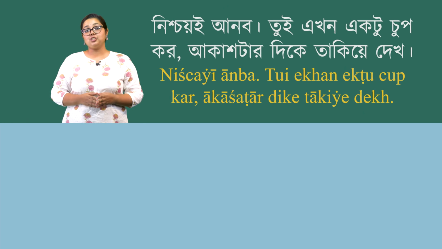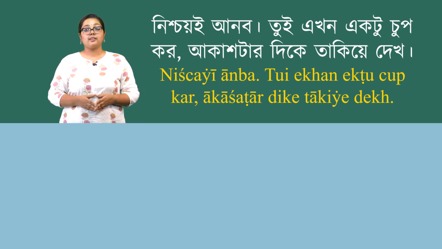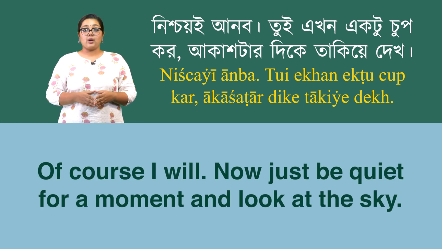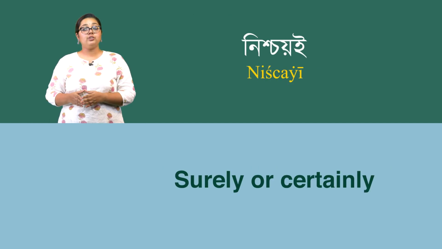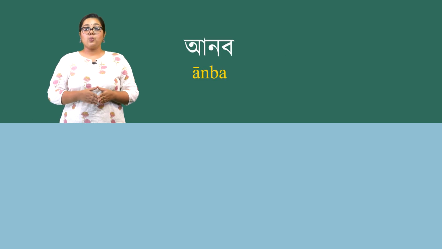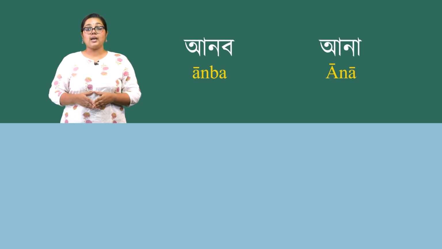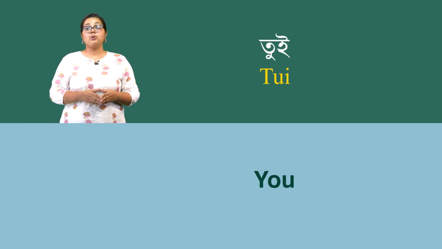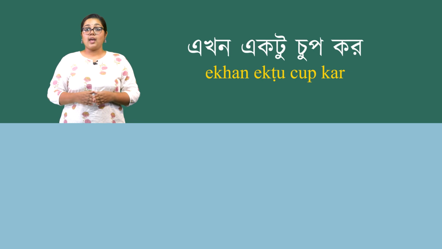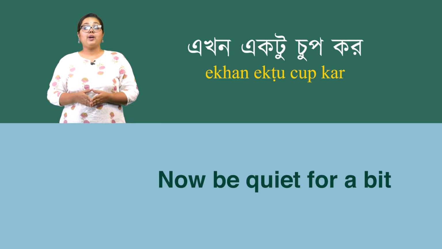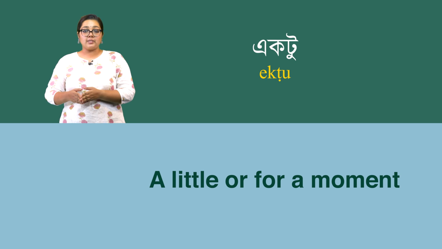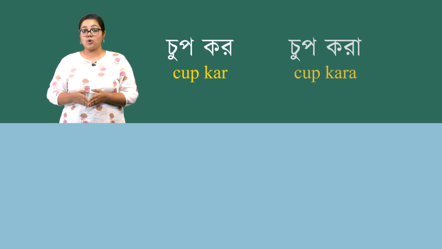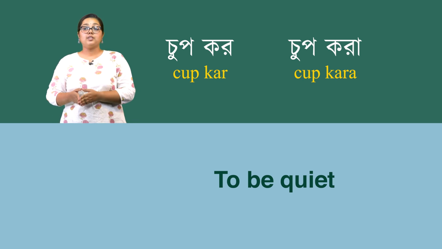Manushi replies, নিশ্চয়ই আনবো, তুই এখন একটু চুপ কর, আকাশটার দিকে তাকিয়ে দেখ. This translates to, of course I will. Now just be quiet for a moment and look at the sky. Here, nishchoy is an adverb meaning surely or certainly, used here for emphasis. Anbo is the future first person form of ana, means I will bring. She then uses the informal pronoun tui, means you, showing the closeness or affection, and says, "Ekhon ektu chup kor," means now be quiet for a bit. Ekhon means now, the ektu means a little or for a moment, and chup kor is the imperative form of chup kora means to be quiet, urging him to silence gently.